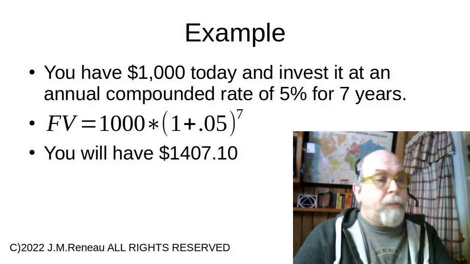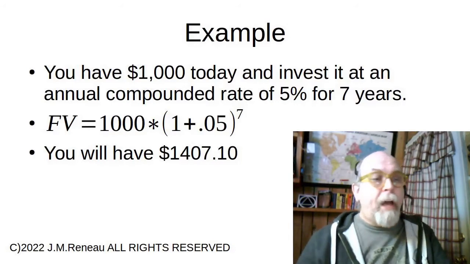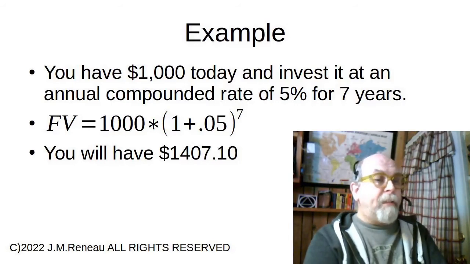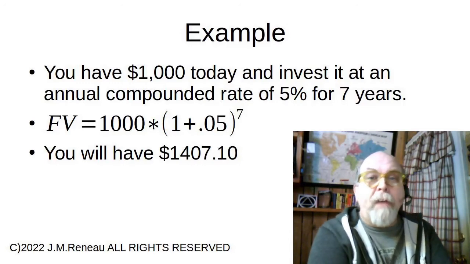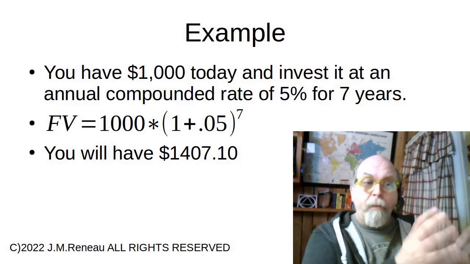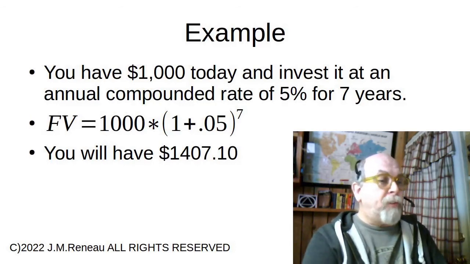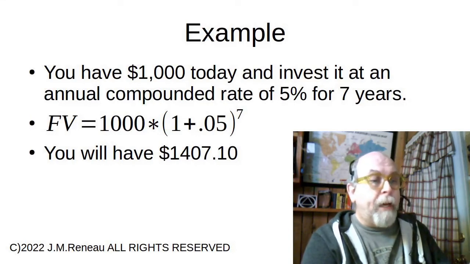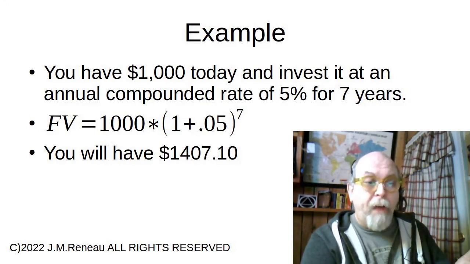So here's a simple example. You have $1,000 today and you invest it at an annual compounded rate of 5% for 7 years. You're going to put your money to work for 7 years at 5%. So our future value is 1,000, our present value, times 1 plus 0.05, our interest rate, to the 7th power.